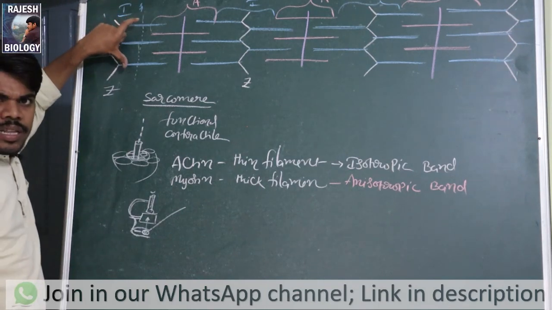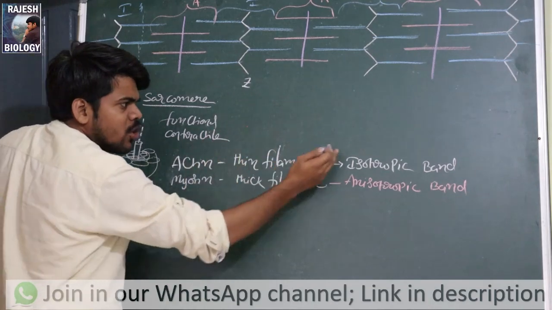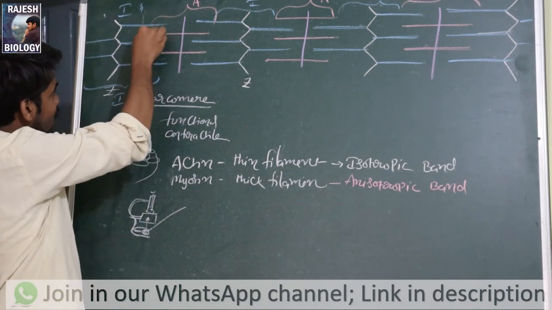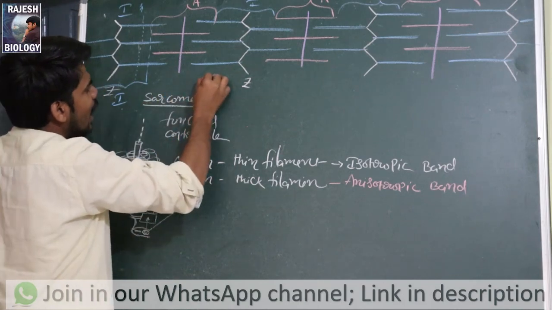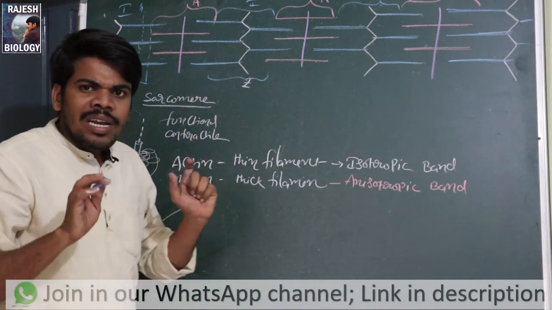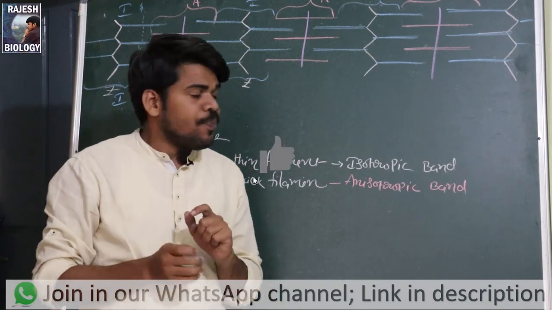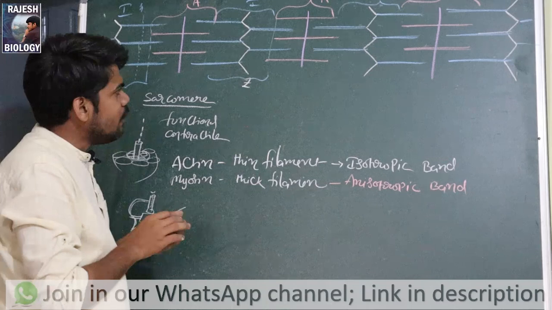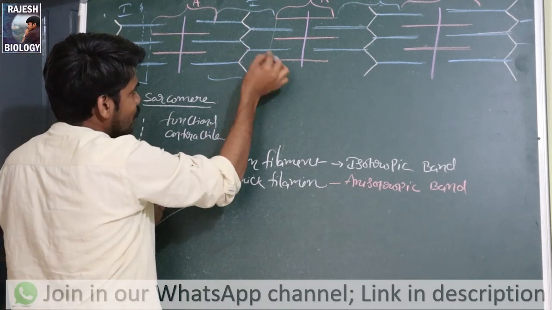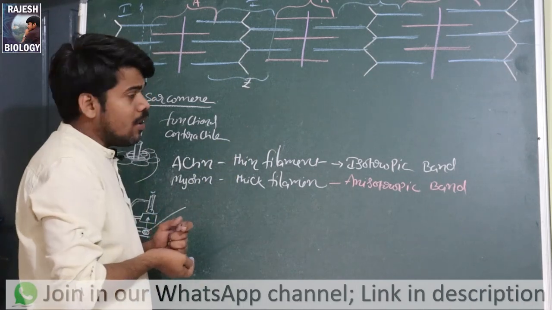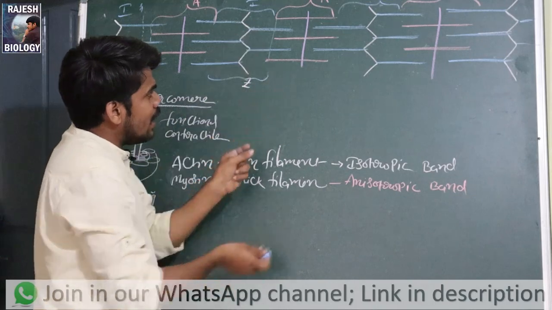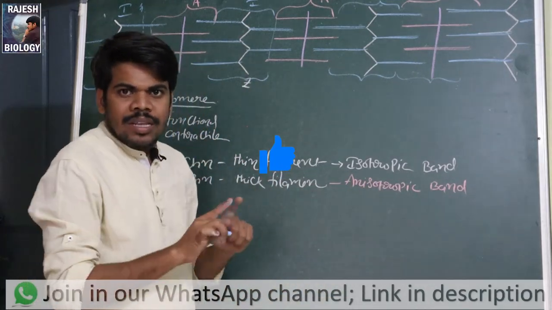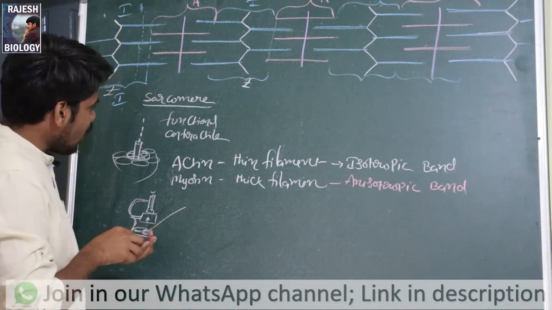Clear? I'm drawing all this at the top because I'm going to draw a detailed picture of the sarcomere here. You can see the I band, where there is blue and no red, where there is no myosin. Once myosin enters, that is completely the A band. But actin is partly present in the I band and partly in the A band. If you observe the diagram in detail, some portion of the actin filament is in the I band and the remaining portion is in the A band. So the I band, the isotropic band, allows light, and the A band, the anisotropic band, absorbs light. That is myosin. Is this clear up to now? Now, next, another important point.